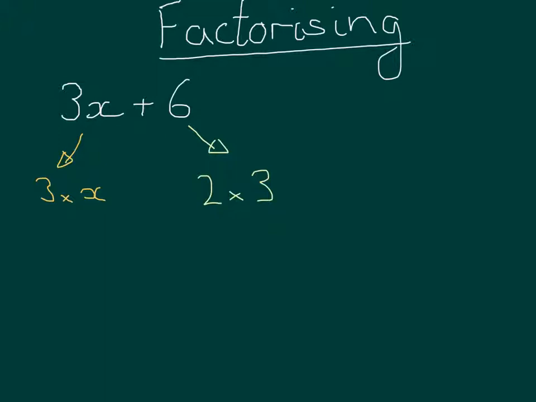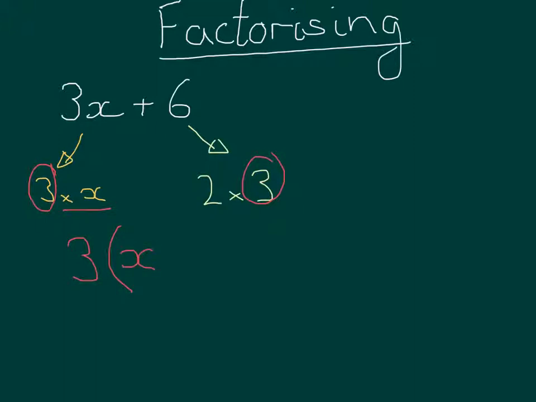Well, they both have a 3 in them. There is no other letter or number they have in common. So I'm going to bring the 3 outside the bracket. So what do I times the 3 by to get this 3x? Well, I've still got an x left here, so I must have an x here.